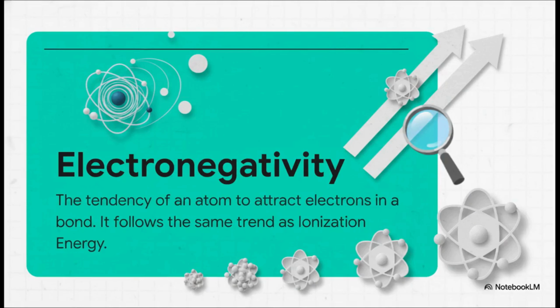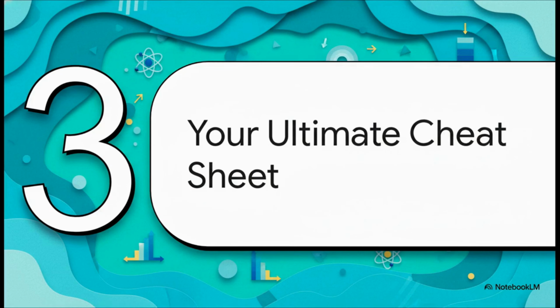And you know what's great? We have another trend called electronegativity. This is basically how much an atom wants to pull electrons toward itself in a bond. And here's the best part. It's a two-for-one deal. Electronegativity follows the exact same trend as ionization energy. If an atom holds its own electrons tight, it's also really good at attracting other electrons. Makes sense, right?